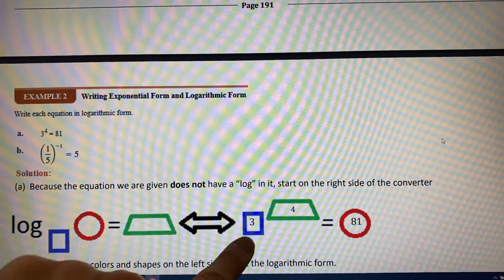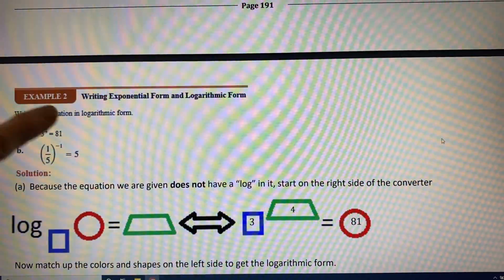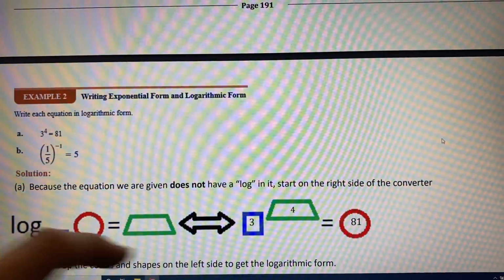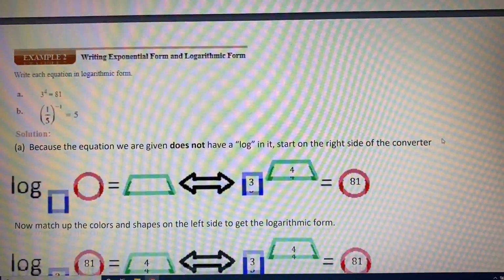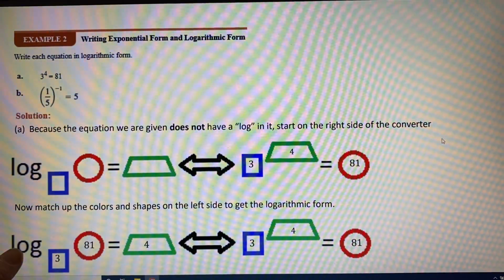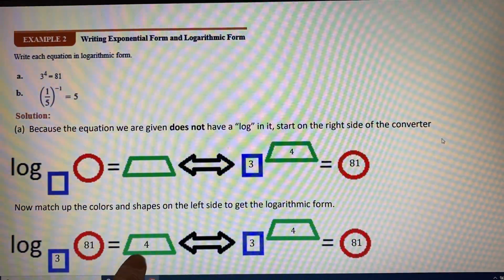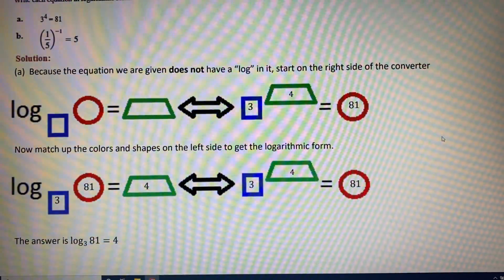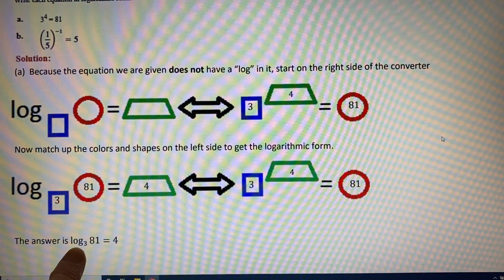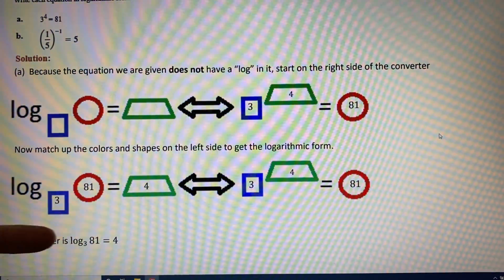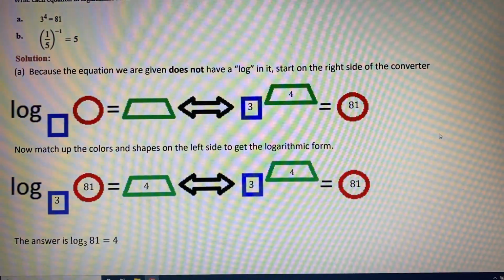The base is 3, so it goes in the blue box. The exponent is 4, so it goes in the green trapezoid. The argument is 81, so it goes in the red circle. Now match up the colors and shapes. On the left side, we get the following. Log base 3 of 81 equals 4. Our final answer is log base 3 of 81 equals 4. We've converted from exponential form into logarithmic form.